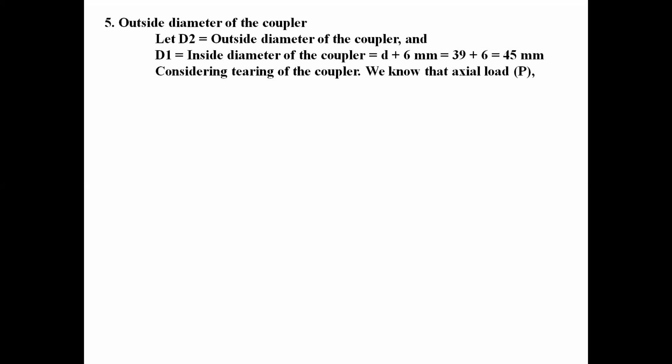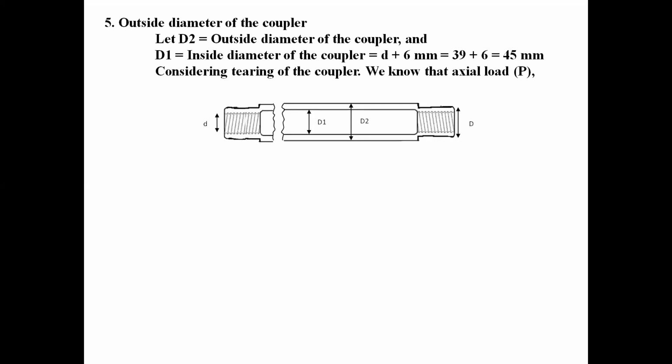That's why the inside diameter of the coupler should have at least a 6 mm gap. So it can accommodate burr, it can accommodate anything, or it can safely allow that threaded portion inside the coupler. So D1 comes out 45 mm. So we have to find D2. Under tensile force, it is going to cut as shown in the figure.